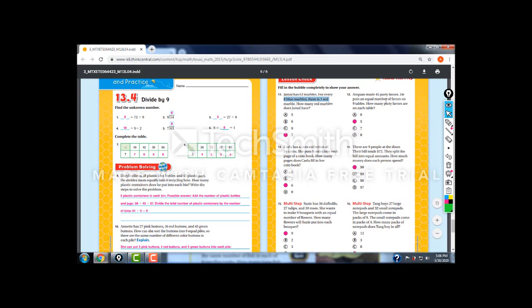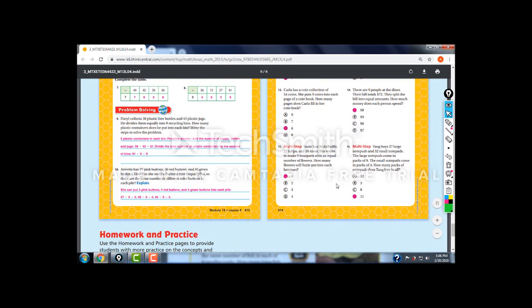Number 12, Anquan made 45 party favors. He puts an equal number of favors on 9 tables. Again, here you have how many party favors. So you divide 45 into 9 equal groups, and that gives you 5 in each group.